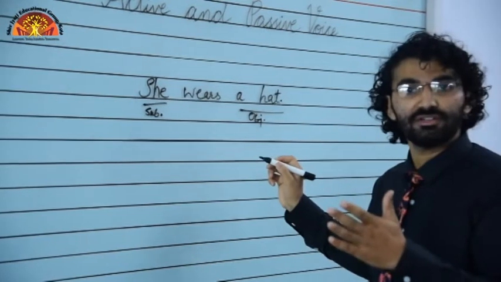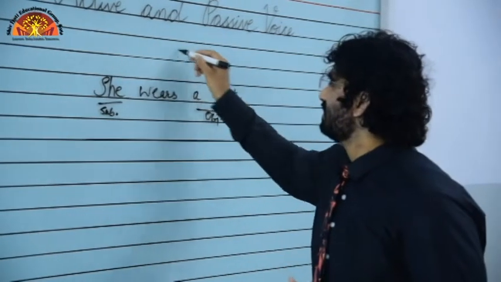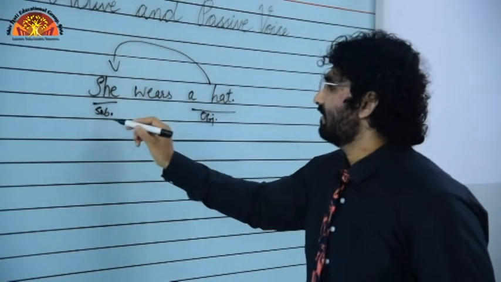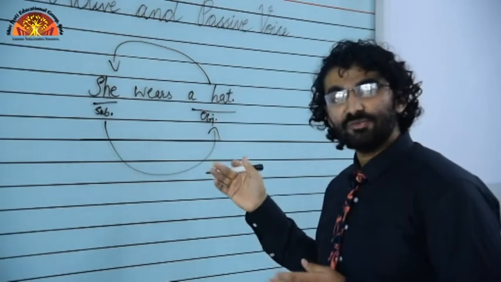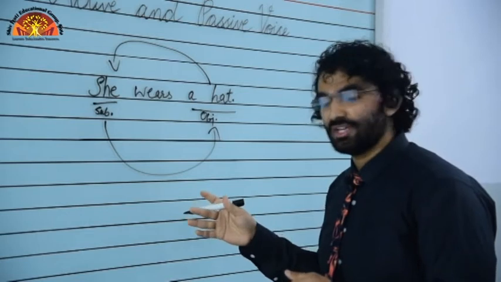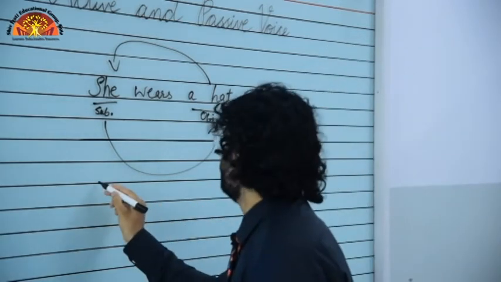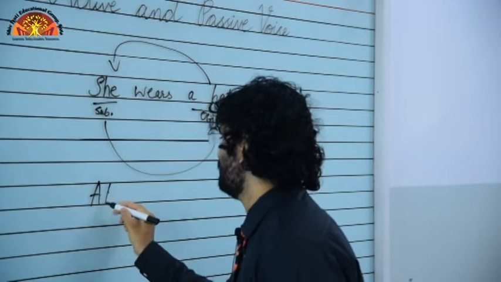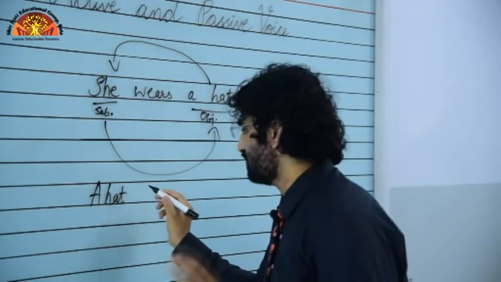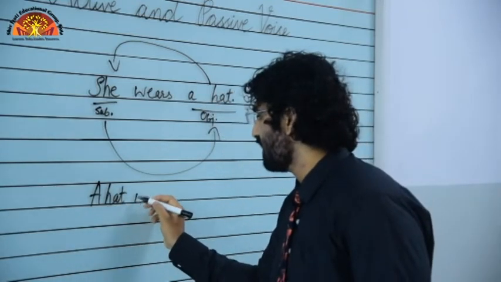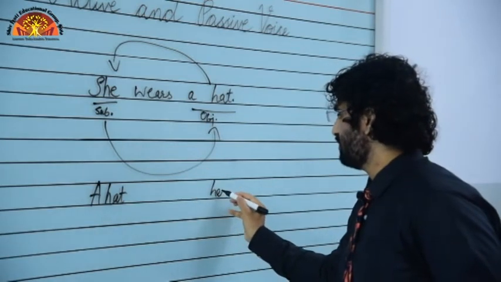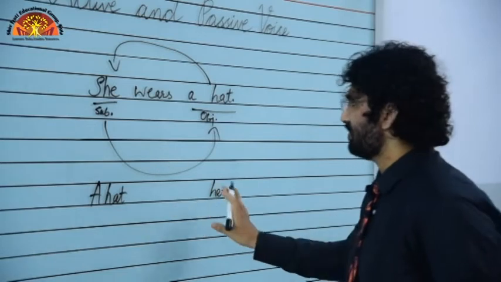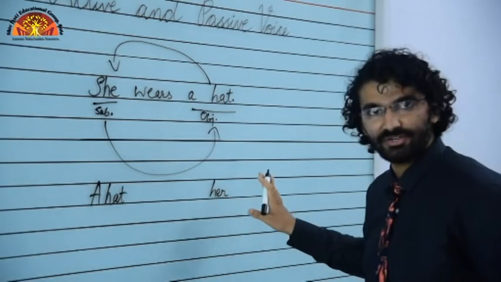Apply rule number 1. Interchange their places. They are going to interchange their places. And then we will get the new sentence of passive voice. And that will look something like this. A hat. Since they have interchanged their places, we are just following the rule number 1 here. A hat. She becomes her. We did learn it. So they have interchanged their places. A hat, and here we have her.